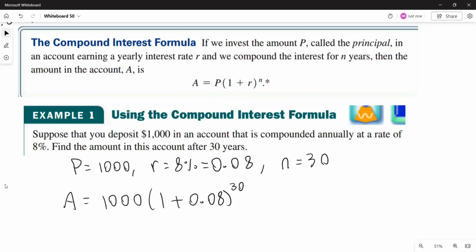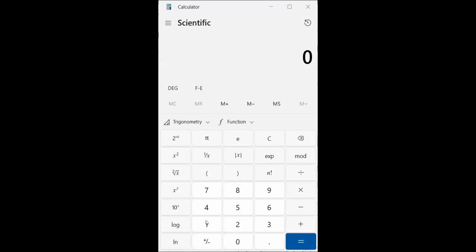And I'm going to show you in the calculator how you can do that. Or we can actually simplify this a little bit. 1 plus 0.08 is 1.08 raised to the 30th power. And I'm going to show you on the calculator how to do this. This is 1,000 times 1.08 raised to the 30th power. And actually the amount will grow. If it's growing by 8%, that's going to grow 10 times more, 10 times what it was.